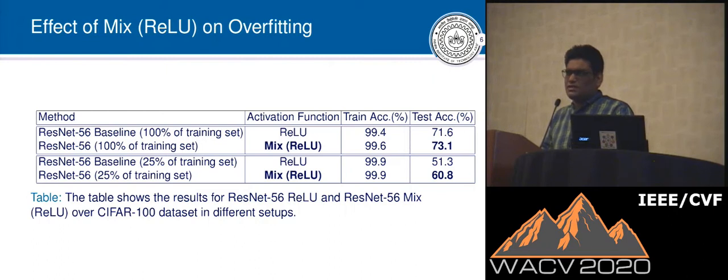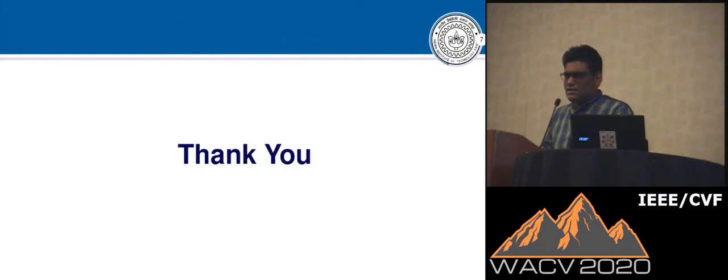have performed experiments in two settings. In the first setting, we are using 100% of the training data, and in the second setting, we have used only 25% of the training data. Then, as you can see in this table, with 25% of the training set, we are getting approximately a 10 point difference here. Okay, thank you.